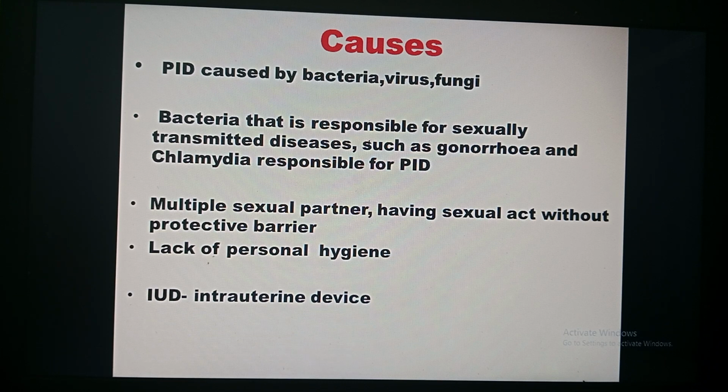And the use of an IUD, intrauterine device. Once an intrauterine device is inserted, it has to be cared for properly. After defecation and urination, the woman has to clean the area properly, and once in a while she has to approach the doctor. If she is not following this, there is more chance that the device may get infected, and it leads to infection of the organs also.